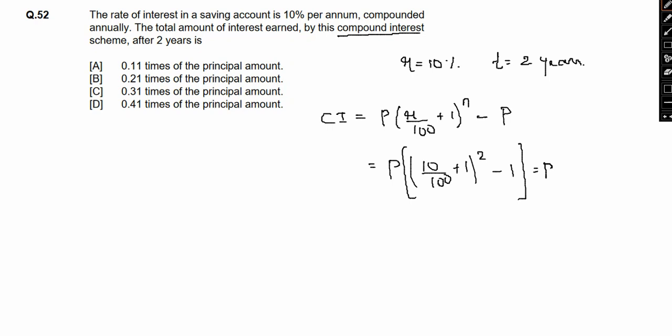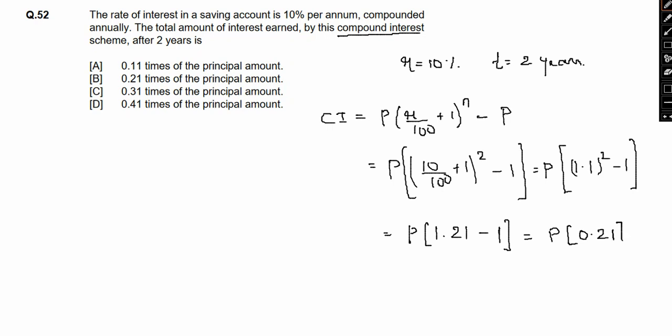This can be written as P. So 1 by 10 is 0.1, so (1.1) squared minus 1. Okay, so 1.1 I can treat it as 11 squared, so it will simply be P times (1.21, because 11 squared is 121) minus 1, or P will be 0.21, so the compound interest will simply be 0.21 P.